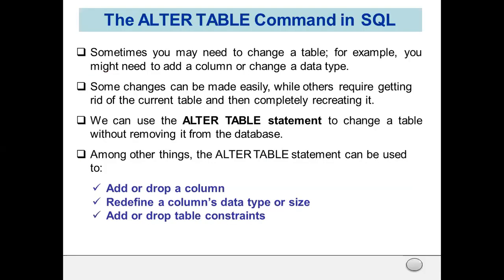The next DDL command is the alter table command. Sometimes it may be required to add a column in the table, or rename it, so you can go for the alter table command. Instead of directly deleting the table, you can just use alter table. We can use the alter table statement to change a table without removing it from the database. Among other things, the alter table statement can be used to add or drop a column, redefine a column's data type or size, and add or drop table constraints.